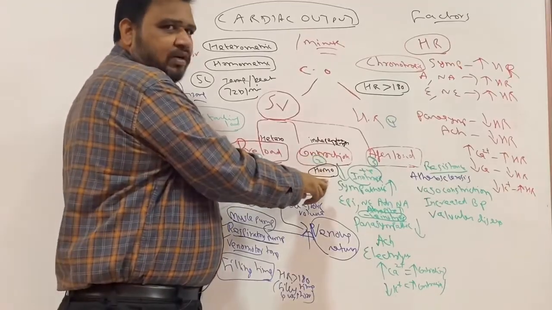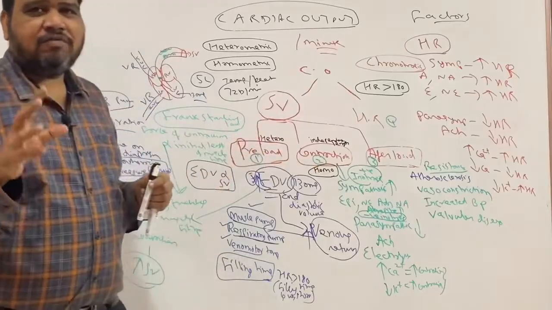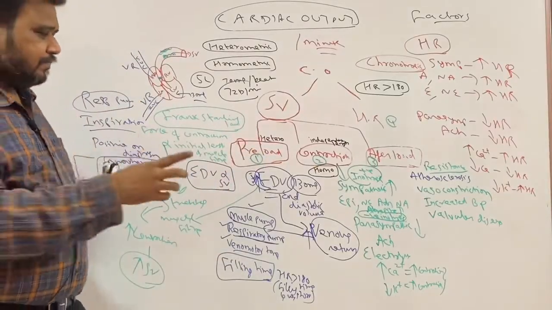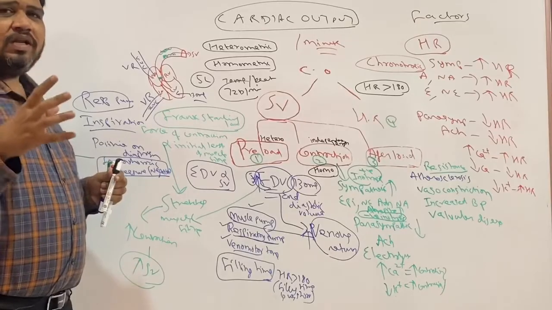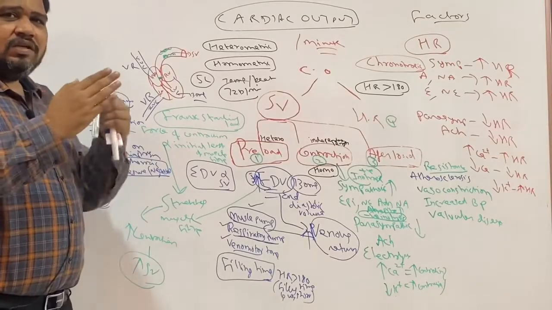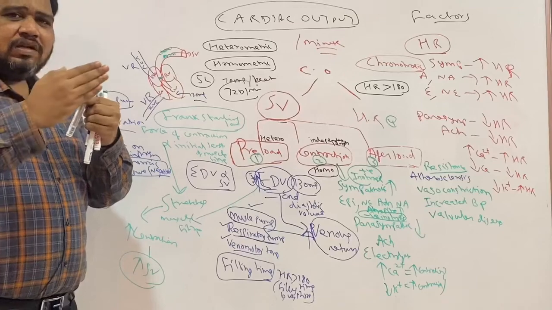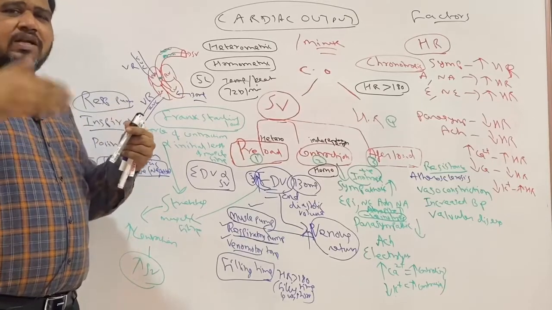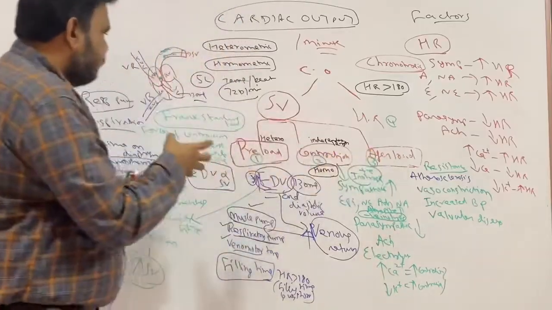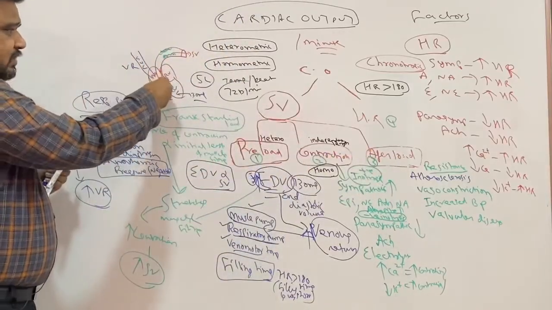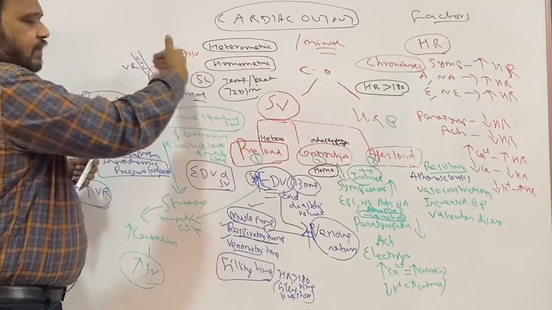Contraction is homometric regulation. It is independent of the initial length of the muscle fiber. Preload is heterometric regulation. It depends on the initial length of the muscle fiber. That is, when end diastolic volume is increased, the length of the muscle fiber increases and contraction is increased. That is Frank-Starling's law. Then afterload: once the ventricles contract, what happens after the contraction of the ventricle?